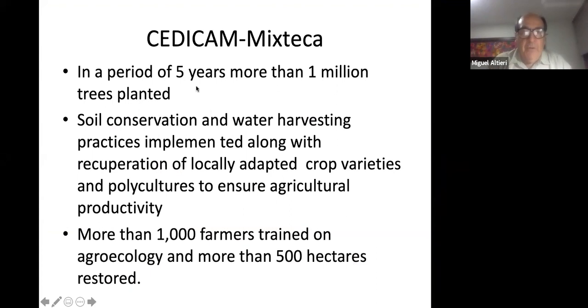So this group called Sedicam, in a period of 5 years, planted more than 1 million trees. They set up soil conservation and water harvesting practices that allow the recuperation of food production. And more than 1,000 farmers were trained in agroecology on more than 500 hectares already restored by them.